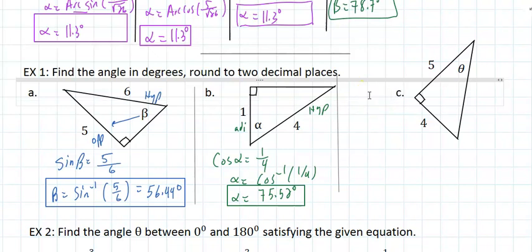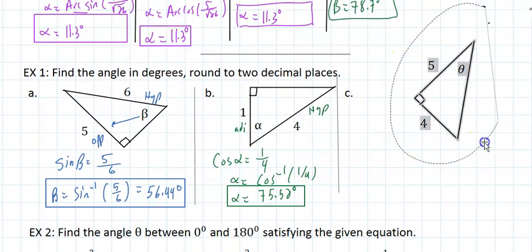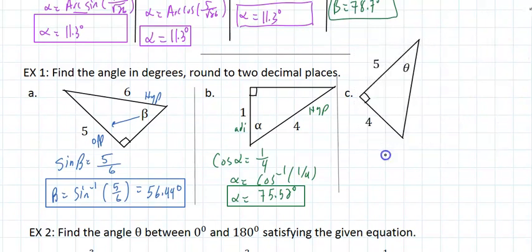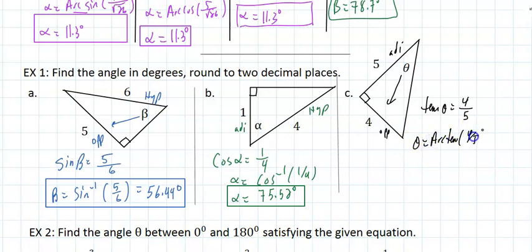Alright, how about C? Let's go the other way. Okay, and here I'm given an angle, I'm given the opposite, and I'm given the adjacent. Well, which trig function combines those? Of course, tangent. The tangent of theta is the opposite over the adjacent, so theta would be the arc tangent of 4/5.